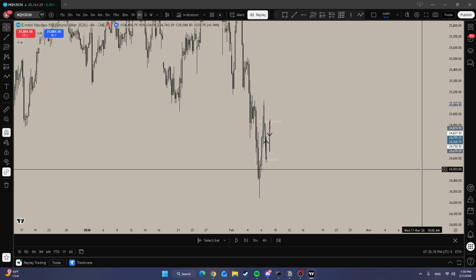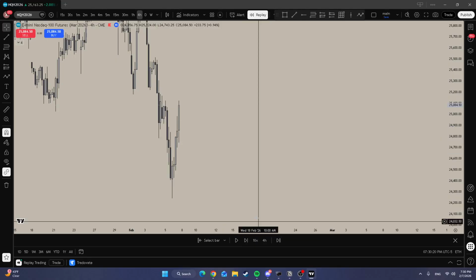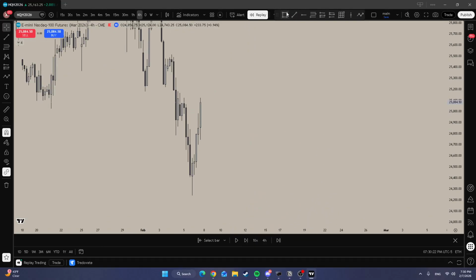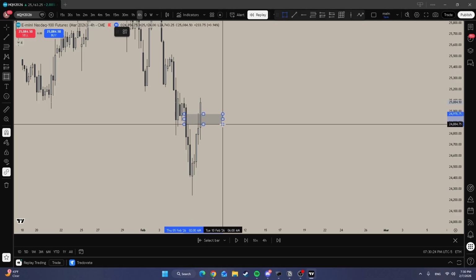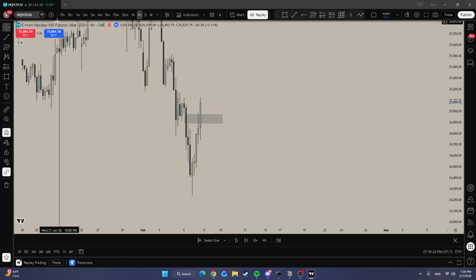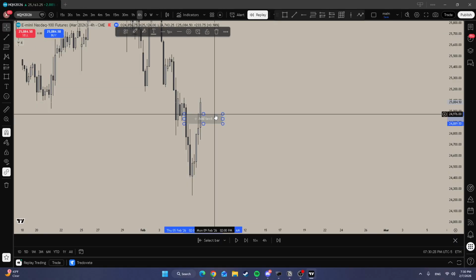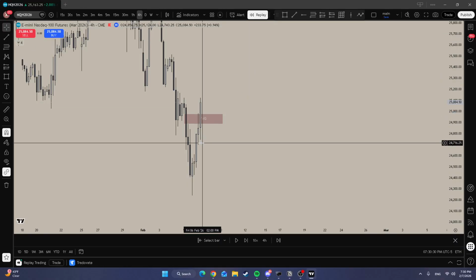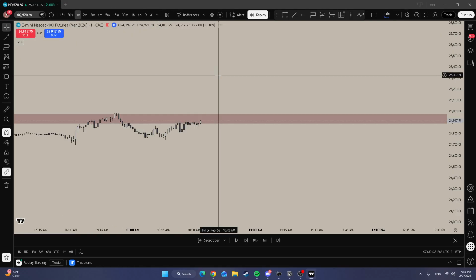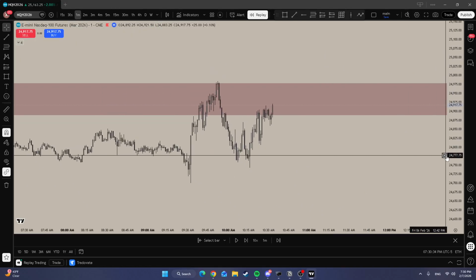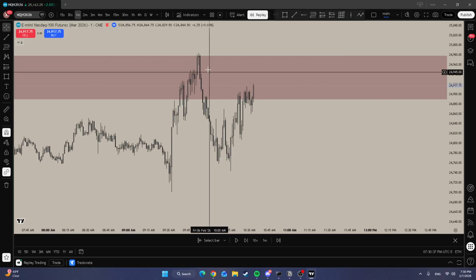So what do we have here, right? Let me just clear all the drawings. What are we doing? We did hit this 4-hour key level right here. So this is our high time frame key level. We have this bearish fair value gap right here. And then what did we do from there? We started delivering down, right? We respected it. So that's already one good thing.